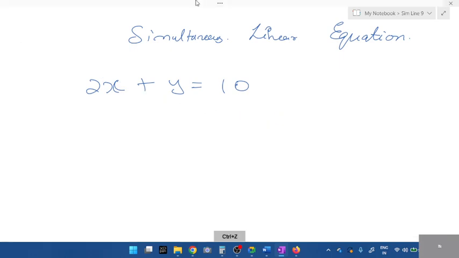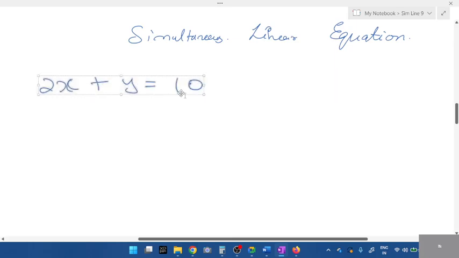Remember one more concept. If there are two variables, you should definitely have two equations. If not, you won't be able to find the other one. If 2x plus y is given and x plus y is equal to 5. So simultaneous linear equation is a part of linear equation, but it will have two variables and how many equations? Two variables, two equations.